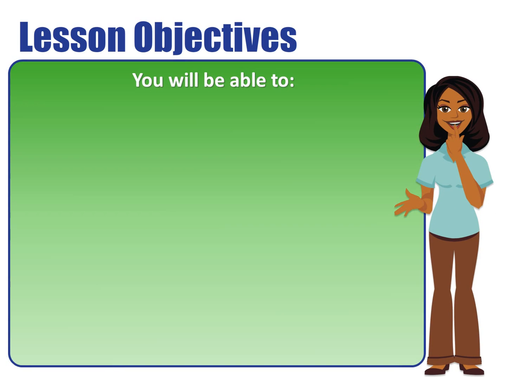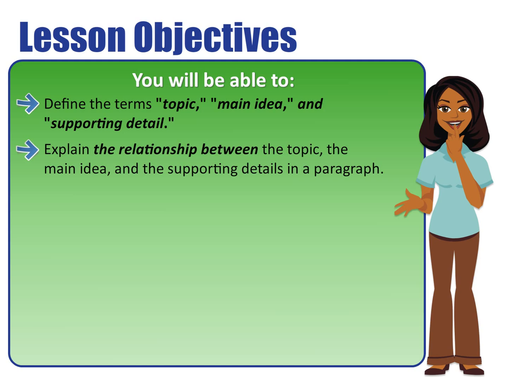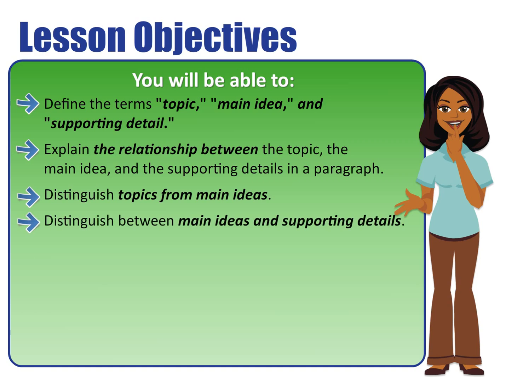By the end of this lesson, you'll be able to define the terms topic, main idea, and supporting detail. Explain the relationship between the topic, the main idea, and the supporting details in a paragraph. Distinguish topics from main ideas. Distinguish between main ideas and supporting details. Contrast major with minor supporting details.